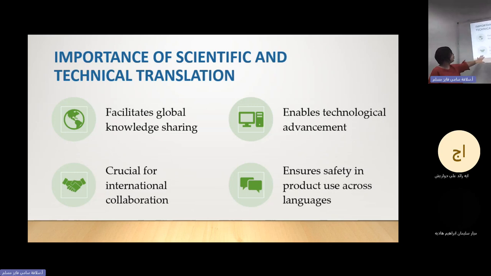Okay? It's crucial for international collaboration, and this is very important for researchers, for universities, for inventors. Okay, they need to collaborate with other people in order to become famous, in order to publish their research, okay, and advance in their careers. So they need to be able to communicate the same information, to be able to understand the same information in order to work together. Okay?